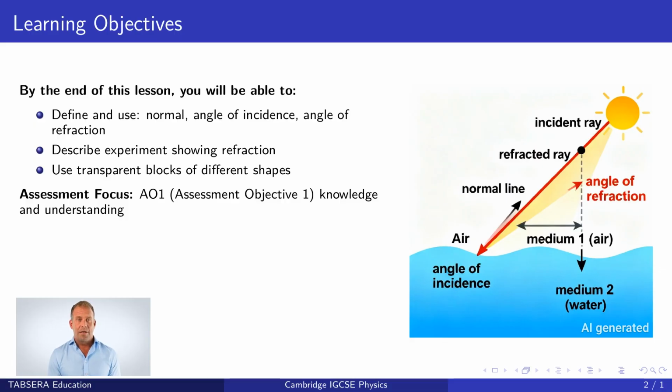Let's examine our learning objectives for today. By the end of this lesson, you will be able to, first, define and use key terms: normal, angle of incidence, and angle of refraction. Second, describe experiments showing refraction using proper scientific language. Third, use transparent blocks of different shapes to investigate refraction. These objectives align with Assessment Objective 1, which focuses on scientific knowledge and understanding.